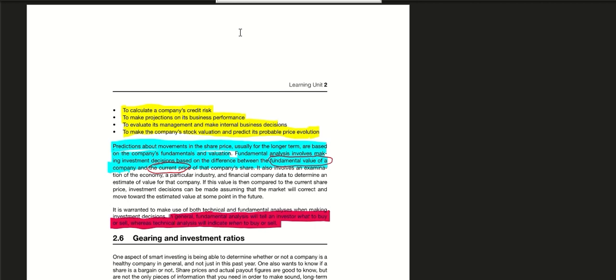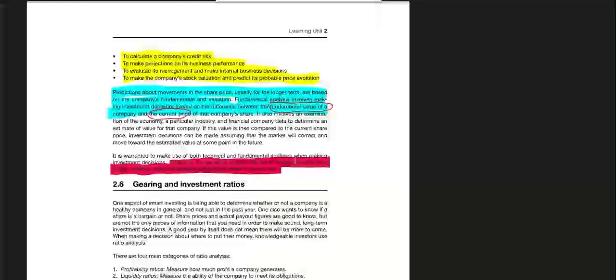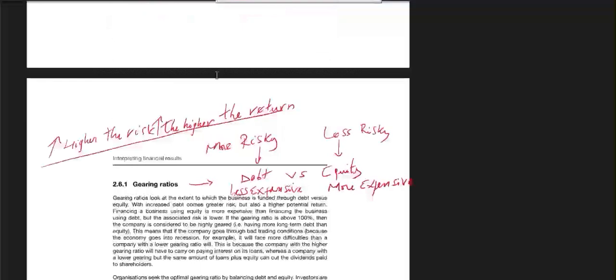And in red there, I have highlighted some of the most important things that you really need to understand. So in general, fundamental analysis will tell an investor what to buy or sell, whereas technical analysis will indicate when to buy or sell. Quite important, right? But now let's go back again to our ratios. Gearing and investment ratios, very important.